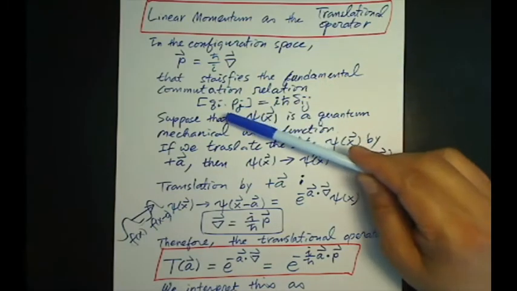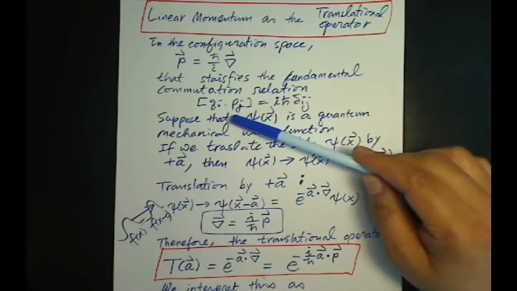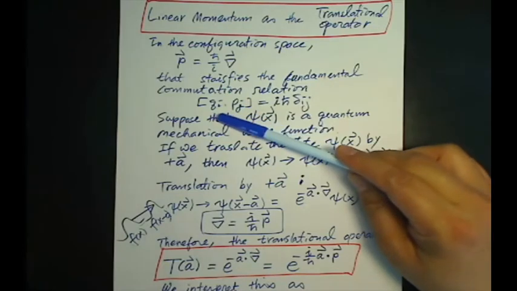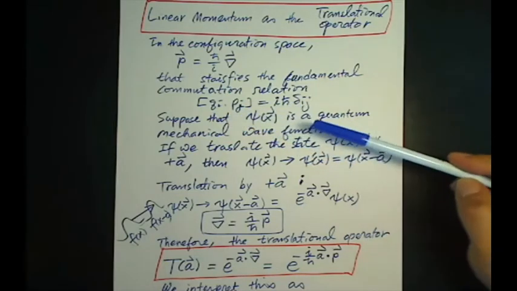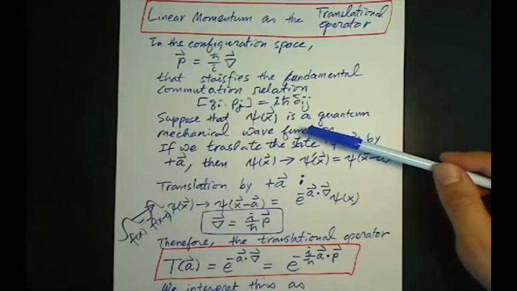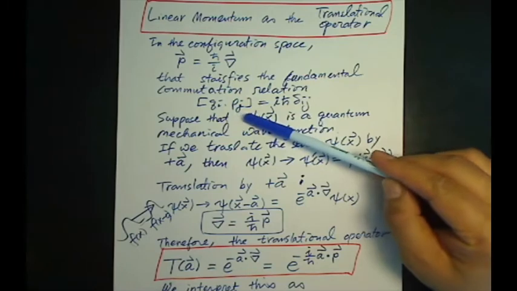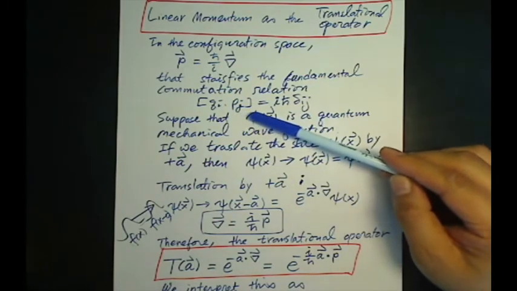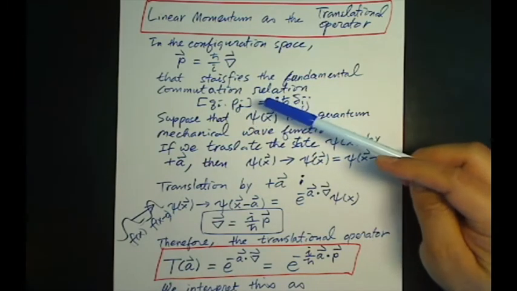The fundamental commutation relation for any generalized coordinates q and its conjugate canonical momentum should be i h bar delta ij because of the correspondence principle. The Poisson bracket of a coordinate and its conjugate canonical momentum was delta ij in classical mechanics.